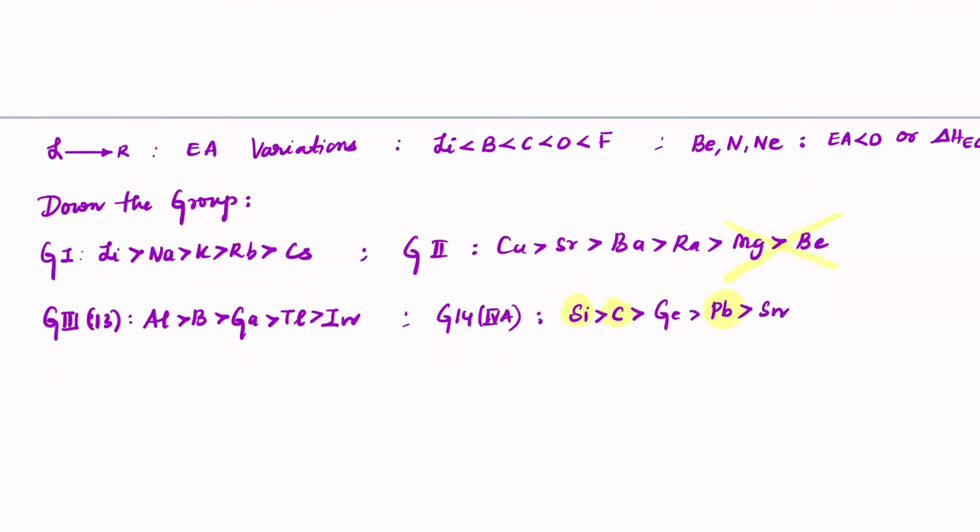Now, why is this happening here when it comes to group 13 to 17? If you notice the electron affinity here, why this change is happening, let us understand that once again.